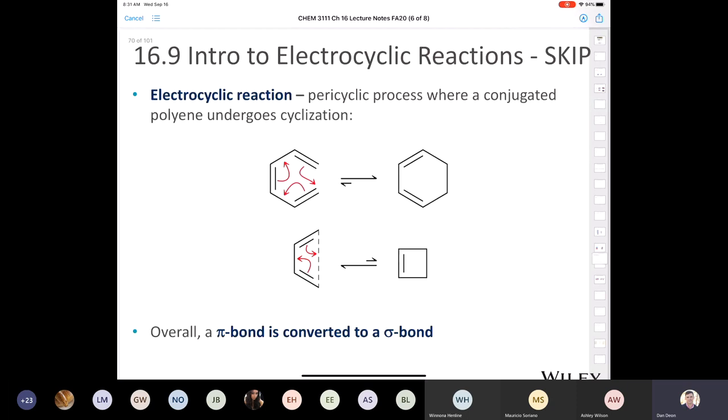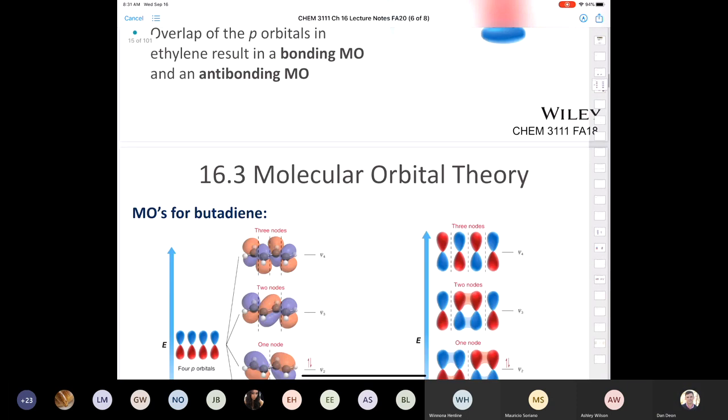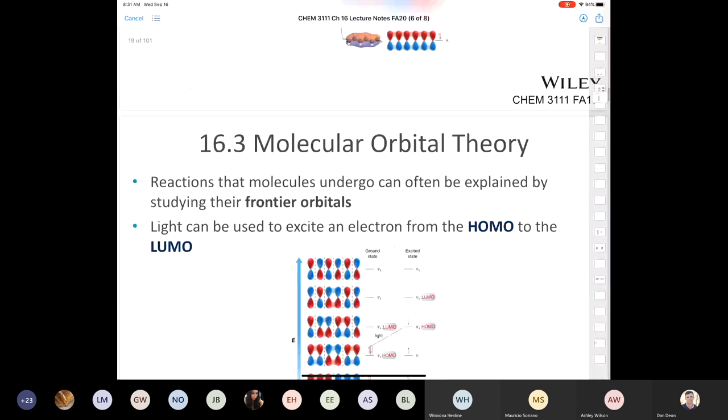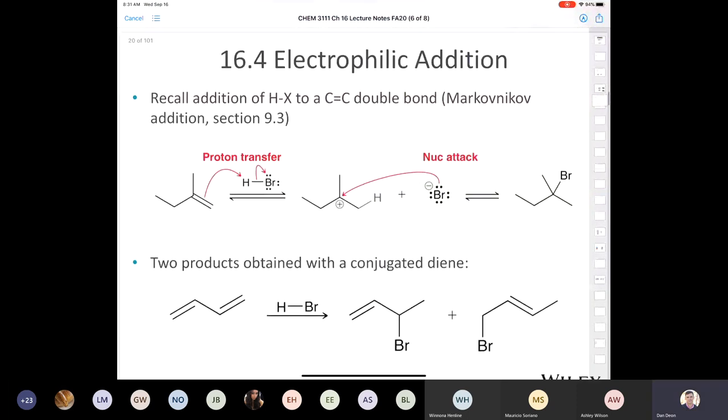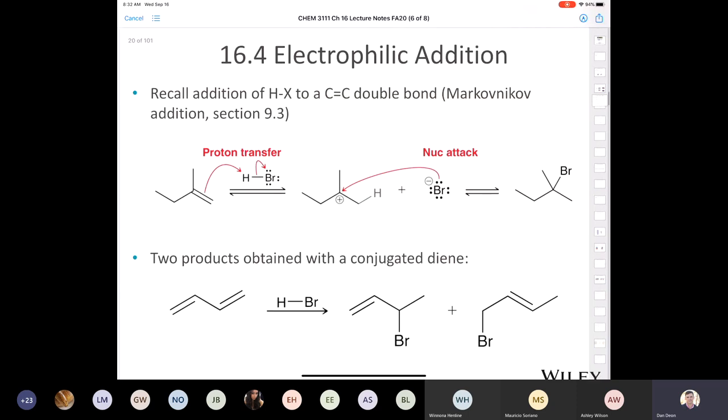It says here, recall that HX addition to a carbon-carbon double bond proceeds with Markovnikov addition. So you do your proton transfer, you make the most stable carbocation, which in this case is a tertiary carbocation, and then you get your nucleophilic attack.